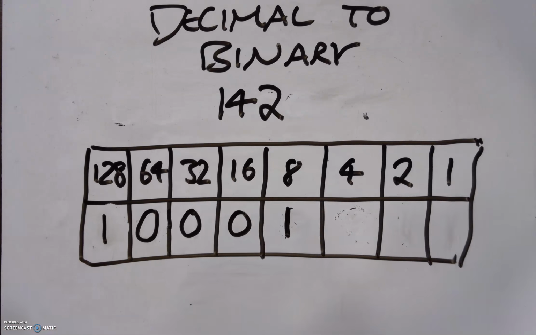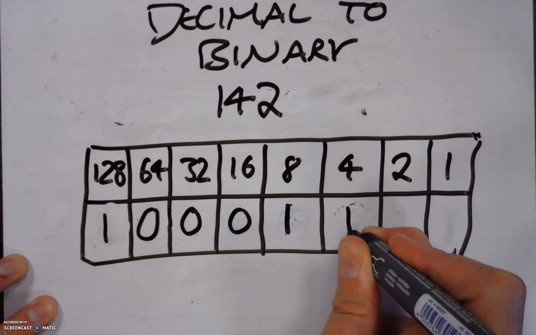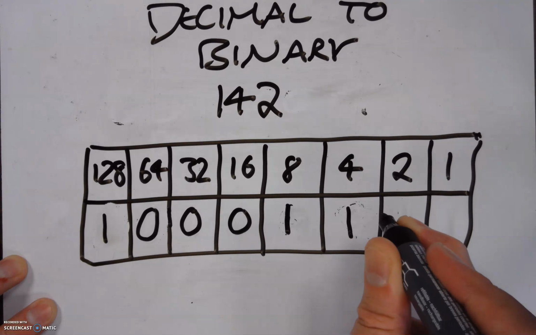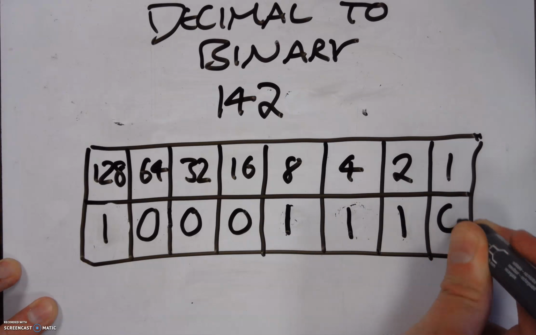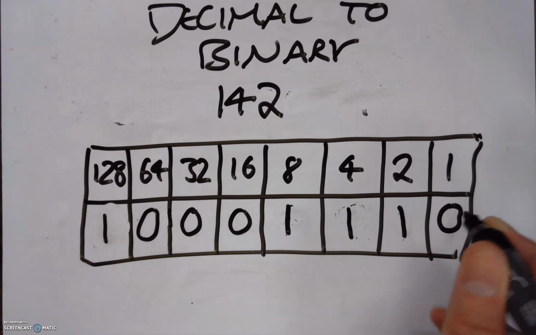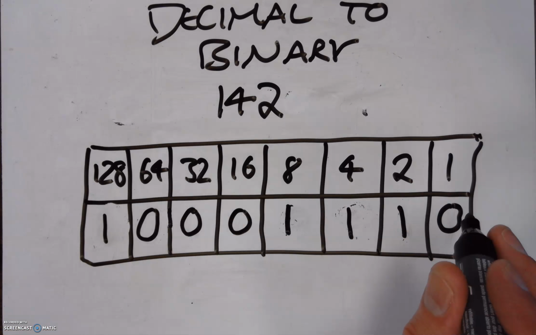136. Again, I'm doing this without a calculator. You need to be able to do it without a calculator. So I'm at 136, so at the moment I'm 6 short of where I need to be. So I think I'll take a 4. That'll get me to 140, and I'll take the 2, and then I won't need the 1 there. A 0 can go there. So if I need the number, I place a 1 in the place value. If I don't need it, it's 0.